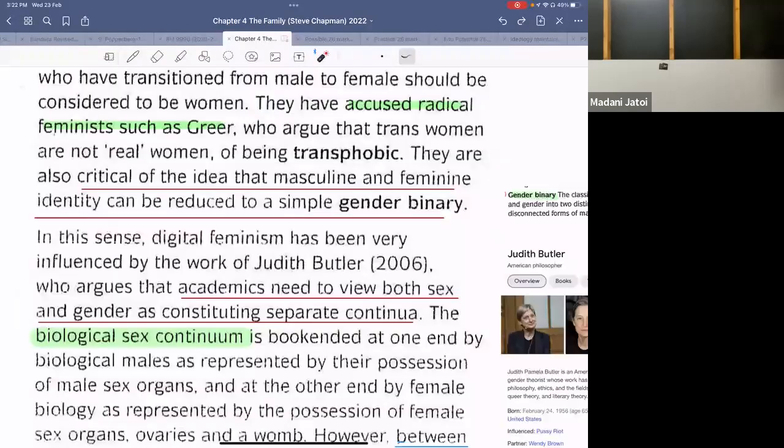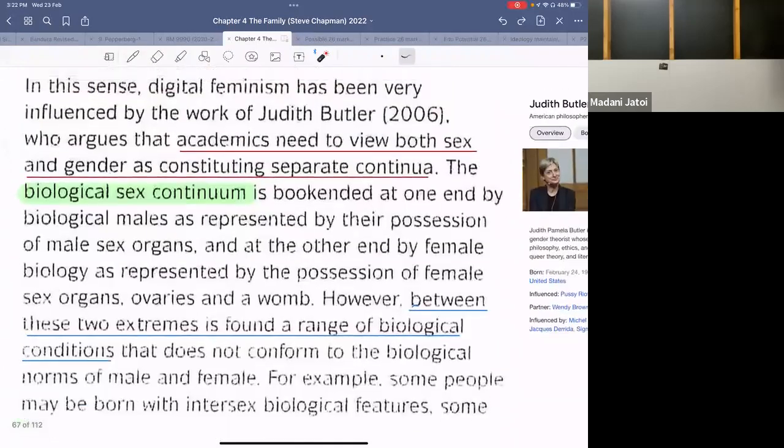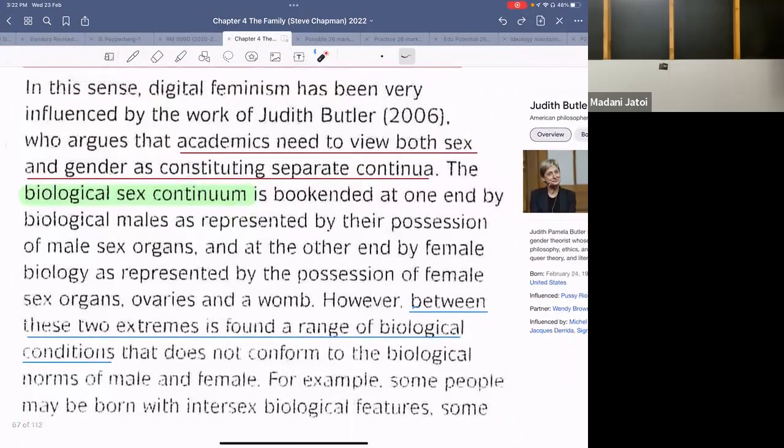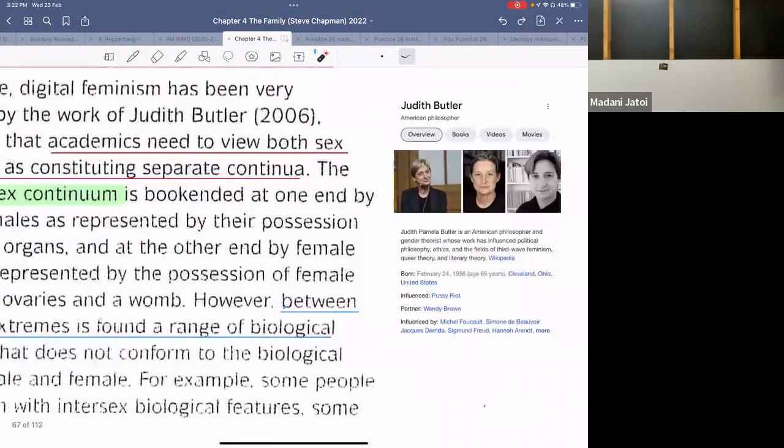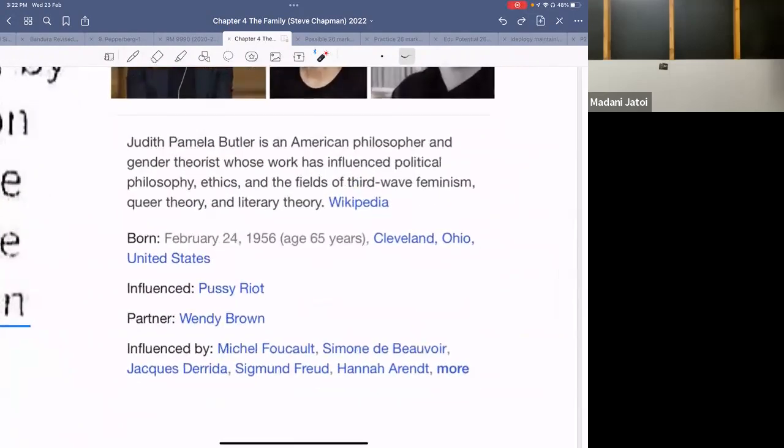They are also critical of the idea that masculine and feminine identity can be reduced to a simple gender binary between males and females. According to them, it's more like a continuum. Do we understand this? In this sense, digital feminism has been very influenced by the work of Judith Butler, just in case you're interested, an American philosopher, still alive.